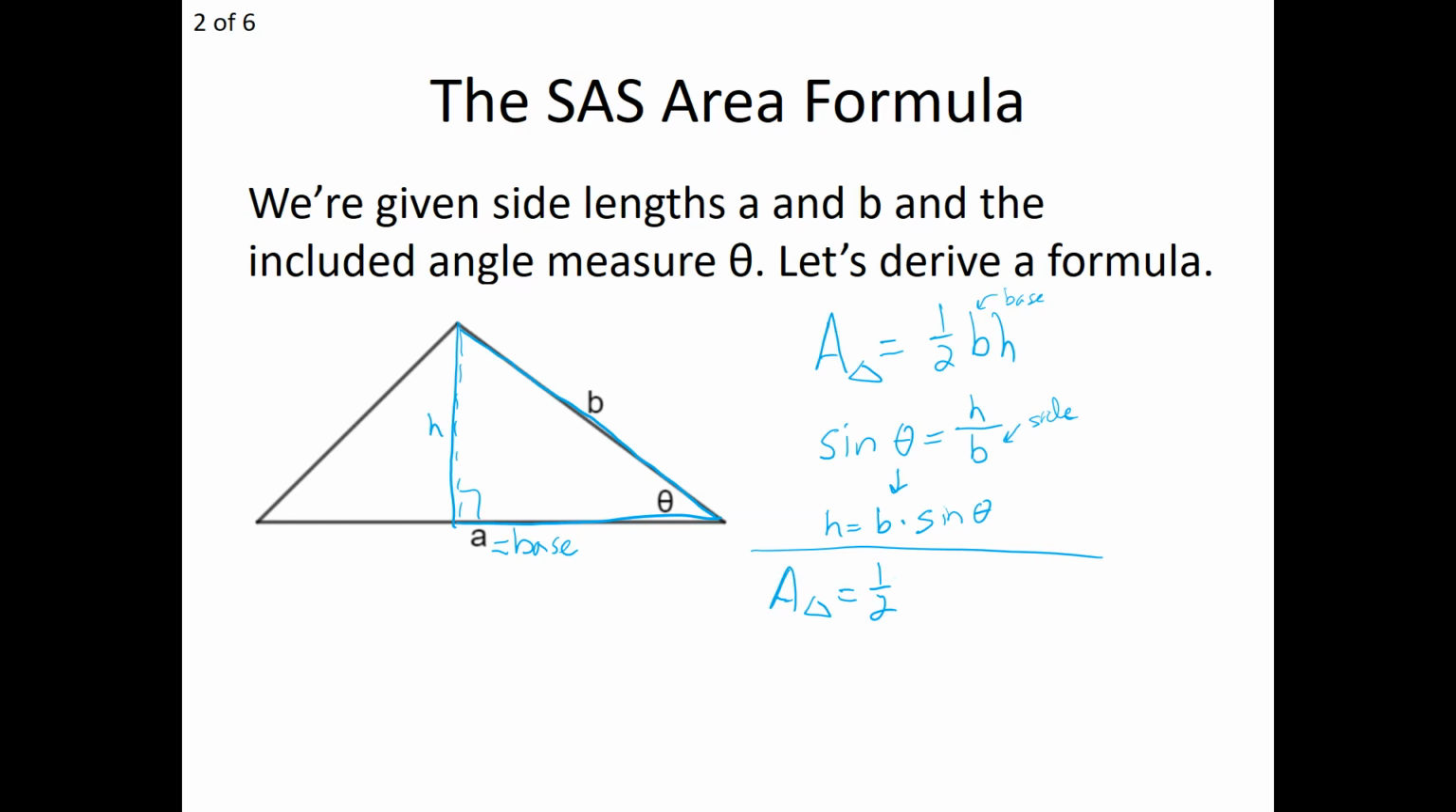We take the 1/2 still, we replace the base with the variable we chose as the base, which is our side A, and that's being times by our value of h, but we replace h with its respective expression, which is b times the sine of theta. And what we have then for ourselves is a nice shiny new formula to actually find the area of a triangle using the side angle side given information.